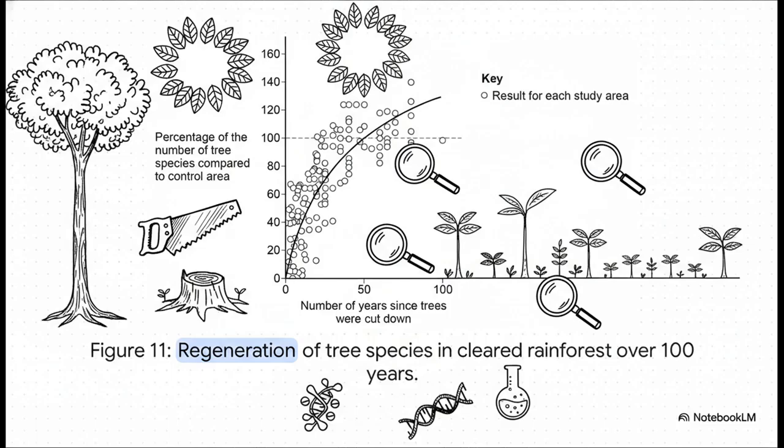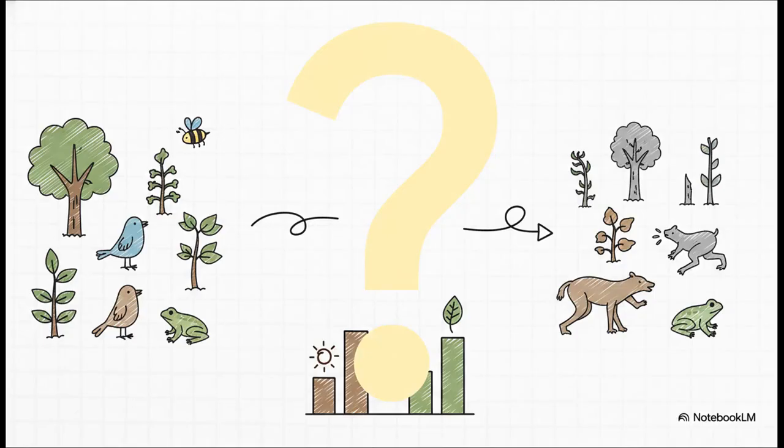Each one of those little circles is a different study area, and that line running through them shows the general trend. Now, this is a really clever question. It's not about the biology, but about good scientific method. Why use percentages? Why not just count the number of tree species they found in each spot and plot that? The clue is all about making a fair comparison.